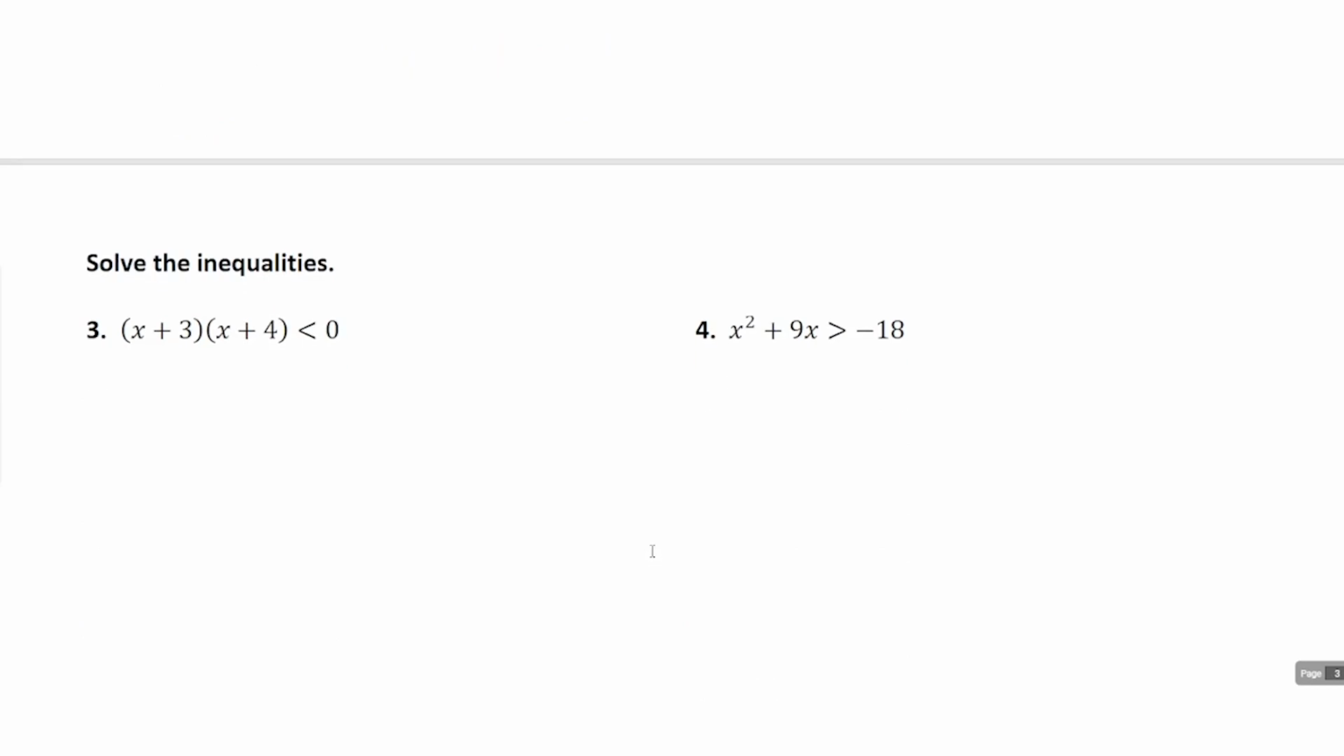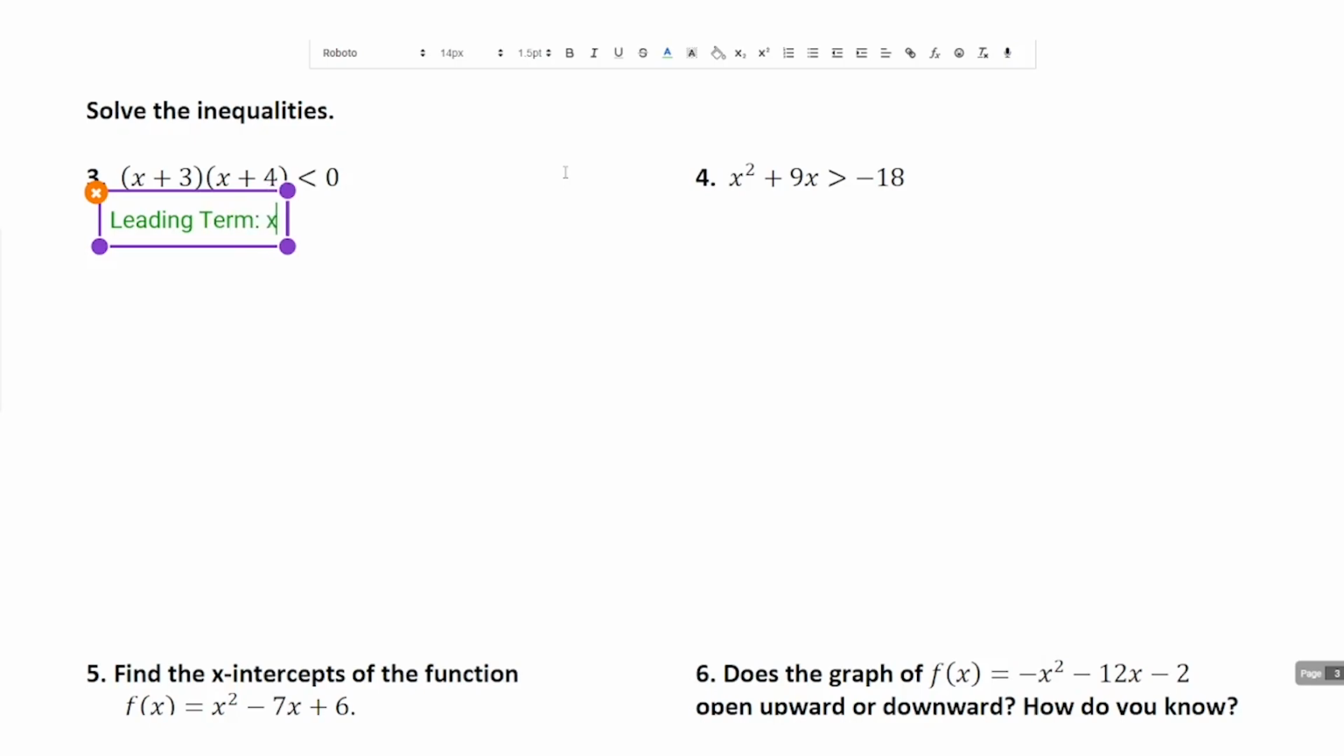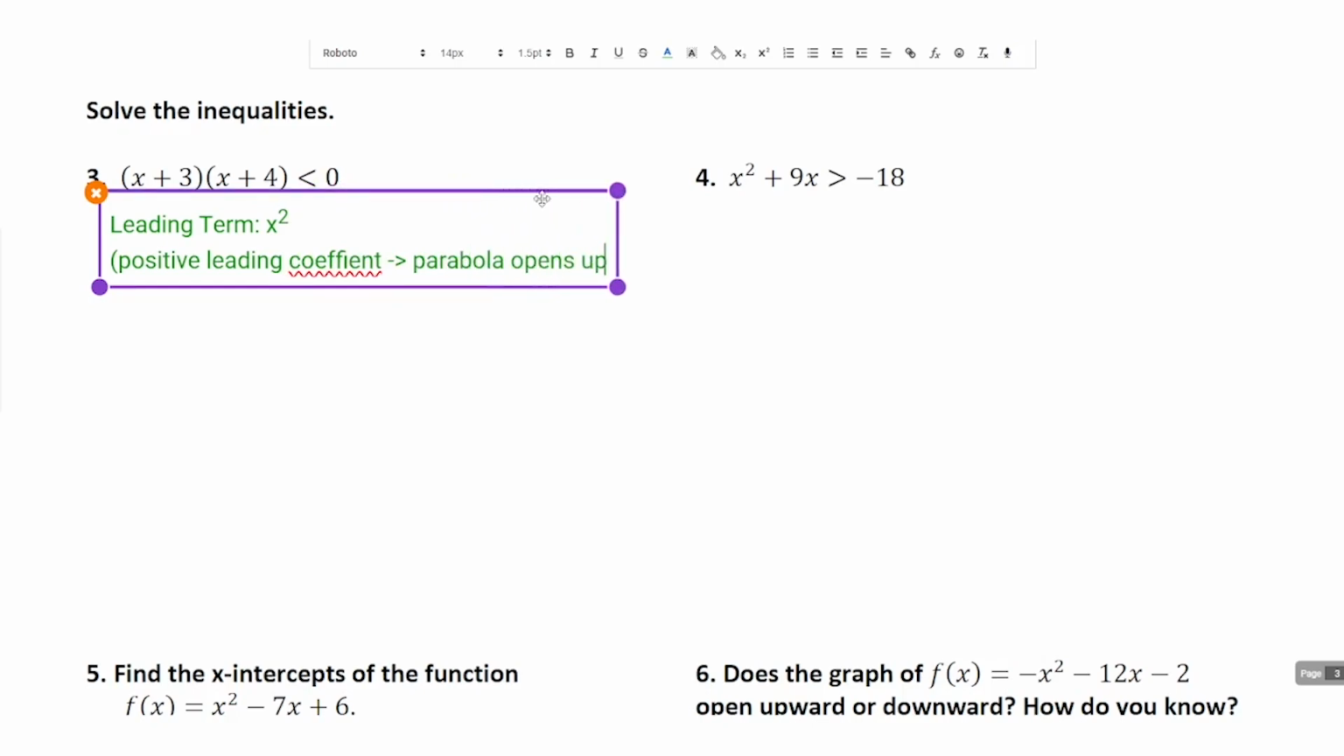All right, moving on to number 3. We're solving inequalities now. For number 3, we've already got it in factored form. And remember that all we really need here are the zeros, and we need to make a note of whether or not the leading coefficient is positive or negative. Now the leading term here would be x times x, which would be x squared. I'm going to make a little note here. The leading term is x squared, and x squared has a positive leading coefficient, which means that the parabola opens up. Okay, so we'll know that.